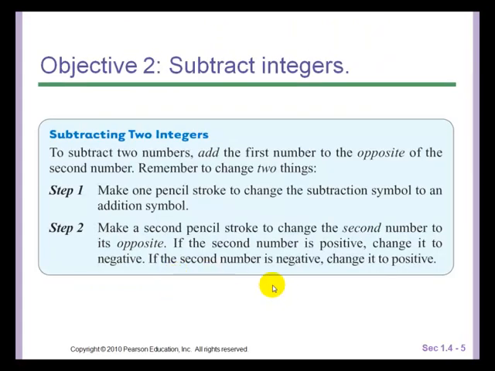Objective 2, subtract integers. So, how do we subtract two integers? To subtract two integers, you add the first number to the opposite of the second number. So that can be very confusing. In order to subtract, you have to add. That's what makes negatives so hard for some people. When you're doing this, you should do two things. First, make one mark to change the subtraction to an addition, and then make a second mark to change the sign of the second number. So if that second number was positive, you're going to change it to negative. If the second number is negative, you will change it to a positive.